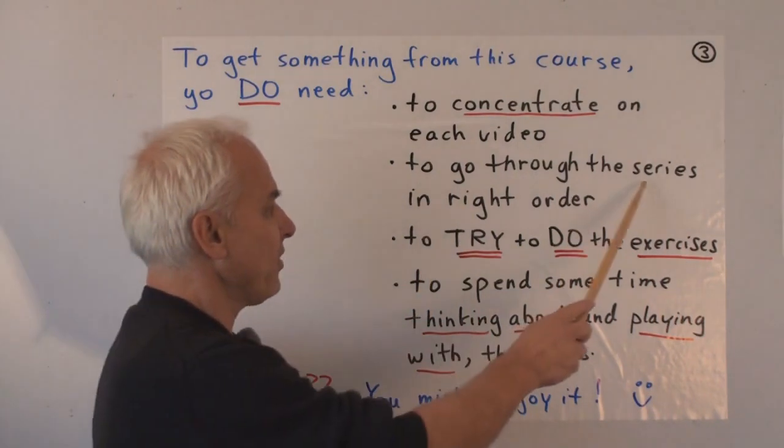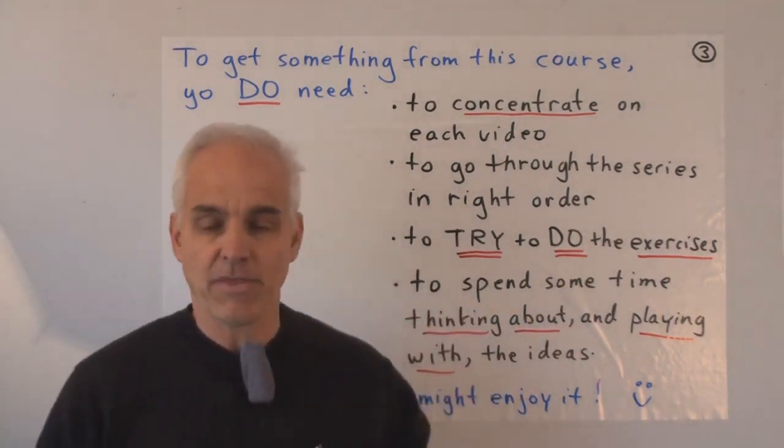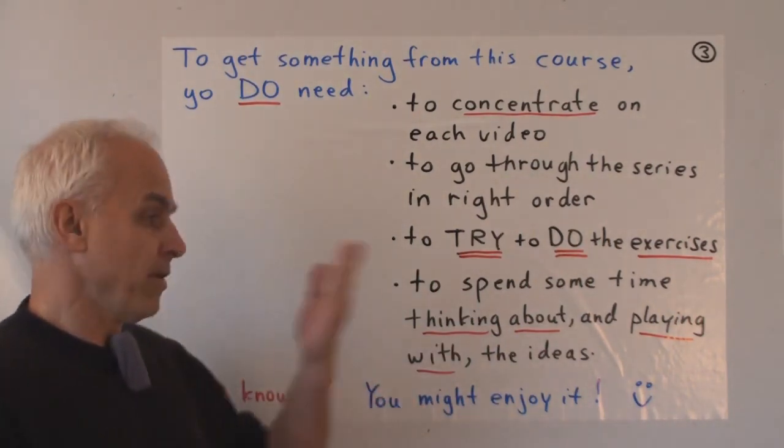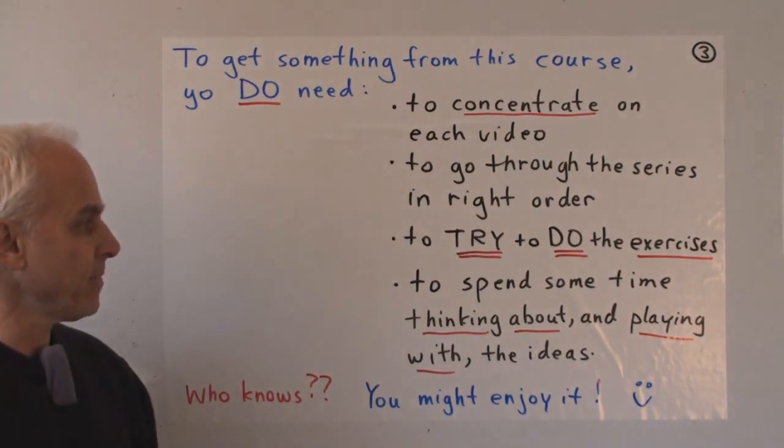I suggest that you go through the series in the right order. So the series is designed to be gone through in a certain order, the order in which I present them, the labels 1, 2, 3, and so on.